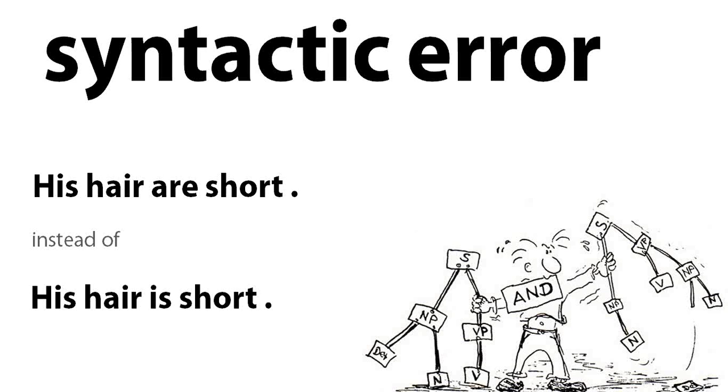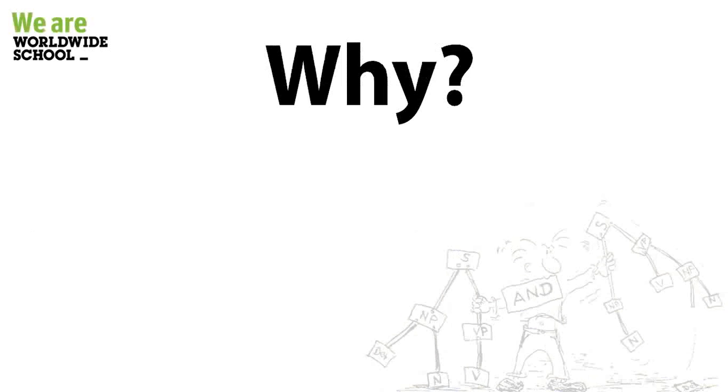So here, the syntax is wrong because, well, you are all familiar with the subject-verb-object structure of the English language, and basically subject and verb have to agree. So if we have his hair as the subject of the sentence and this is singular, then obviously the verb should also be singular rather than plural here. Okay, so the question again is why? Why do we make syntactic errors?